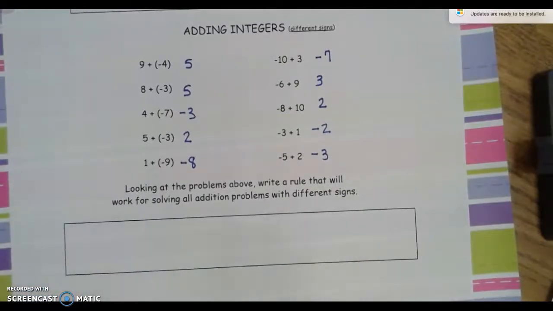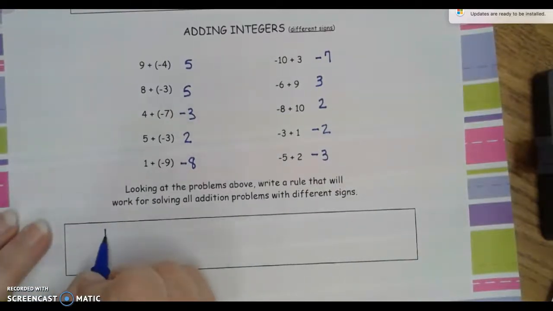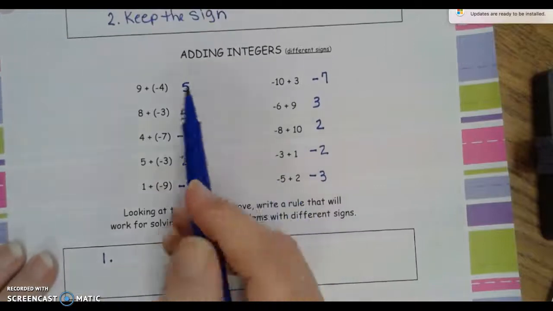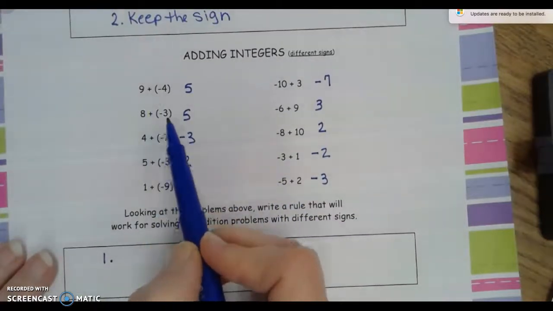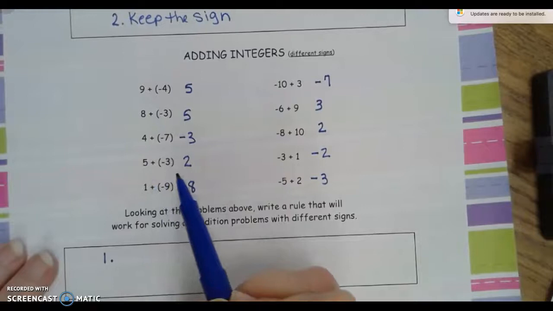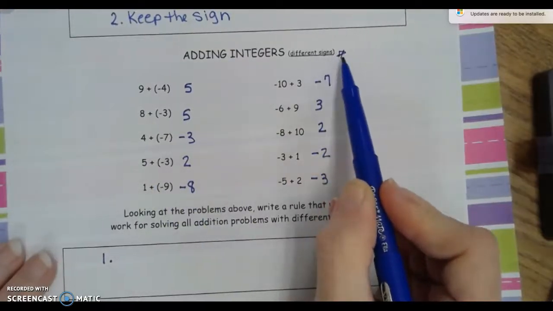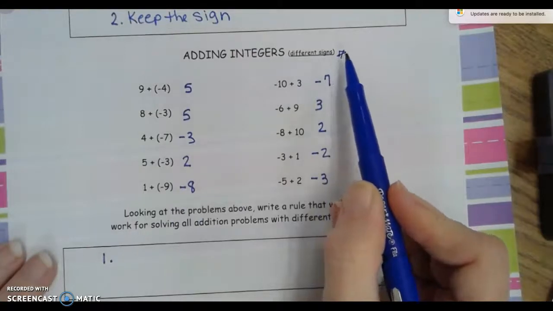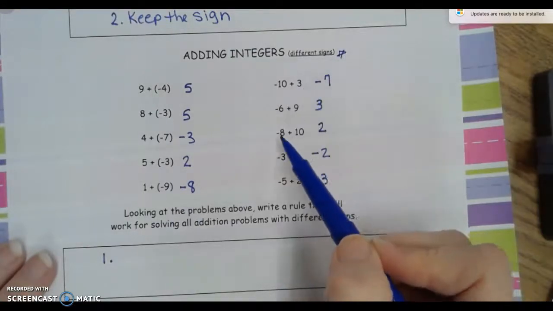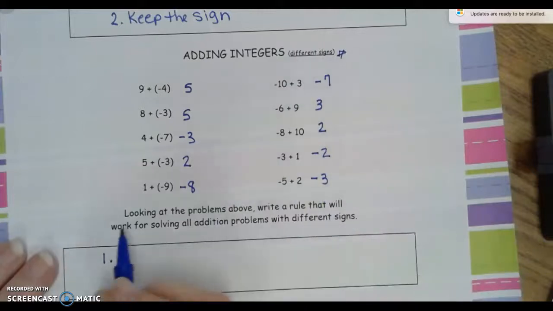Now we want to write 2 quick rules just like we wrote earlier. Noticing, first of all, if you look at all of these numbers, it doesn't matter if the negative came first or the positive came first. The key is they're different. One's positive and one's negative. You'll notice that on all of these, the first thing that we did was subtract. So step 1 is subtract.